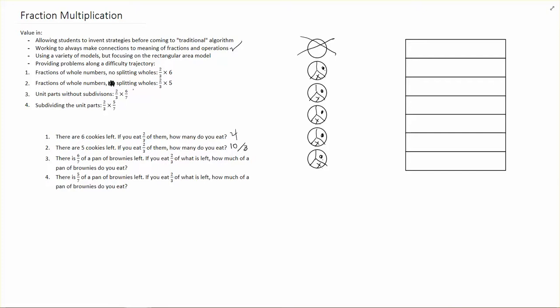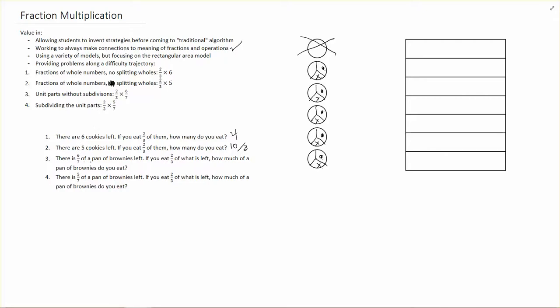We're going to see that the next two follow a similar path, in that in one of them we don't have to split up the pieces we have. That's called unit parts without subdivisions, and that's less challenging than subdividing the unit parts. So we're going to switch our context a little bit here. Let's look at number 3.